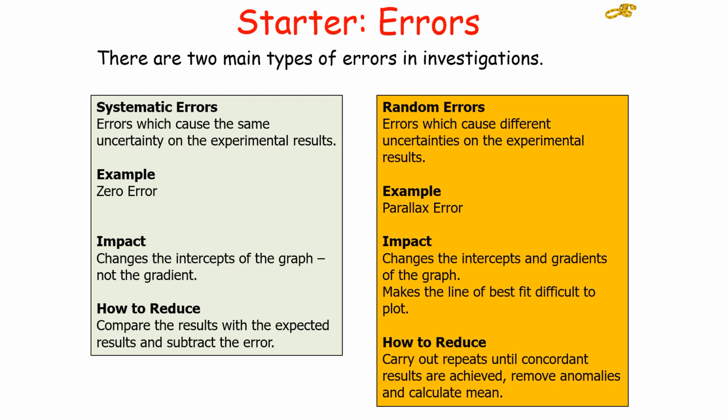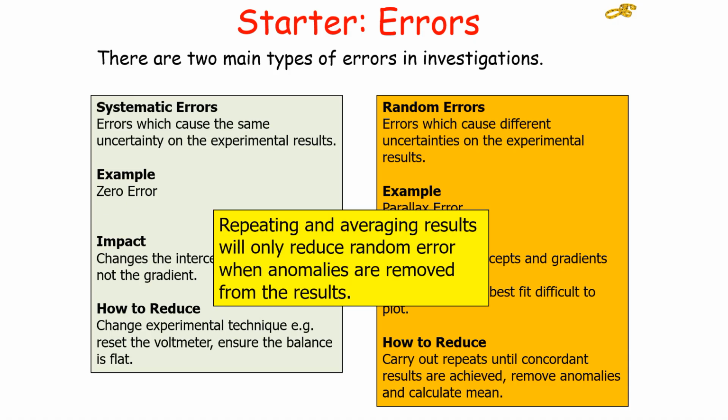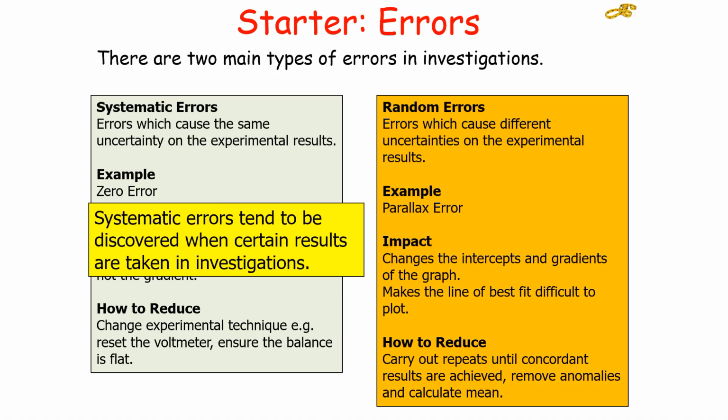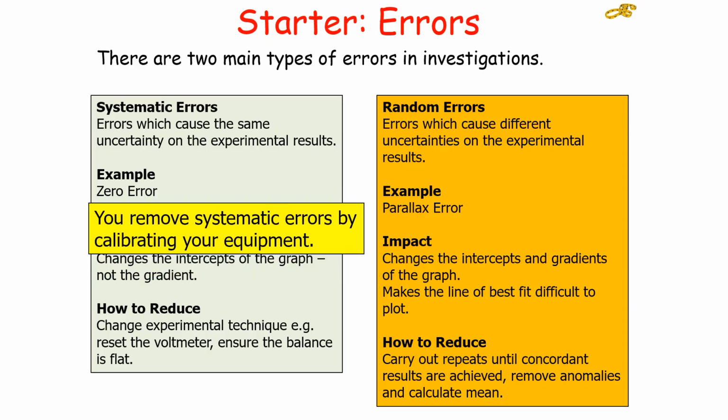Now it's important that you can also, with a systematic error, compare the results with an expected result and subtract the actual systematic error from the result. But repeating and averaging results will only reduce random errors when anomalies are removed from results. You tend to find that systematic errors are discovered when certain results are taken in investigation, and you can remove systematic errors by calibrating your equipment.